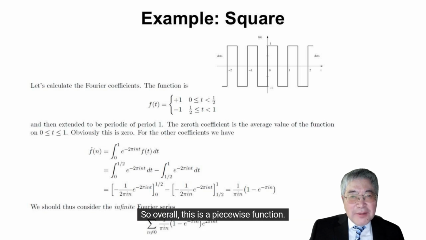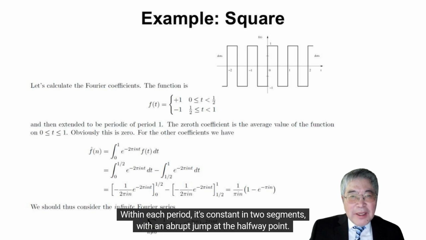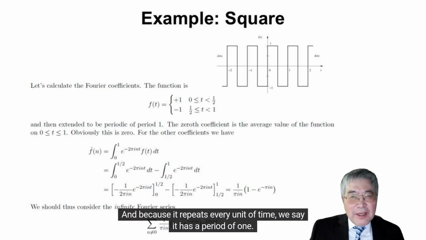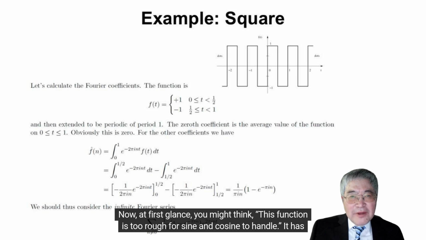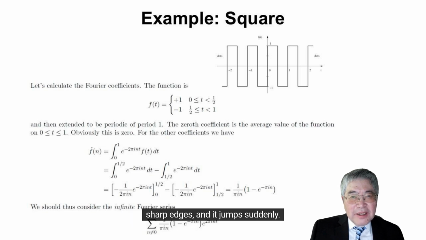So overall, this is a piecewise function. Within each period, it's constant in two segments, with an abrupt jump at the halfway point. And because it repeats every unit of time, we say it has a period of 1. Now, at first glance, you might think, this function is too rough for sine and cosine to handle. It has sharp edges and it jumps suddenly. But that's where the power of Fourier analysis shines.